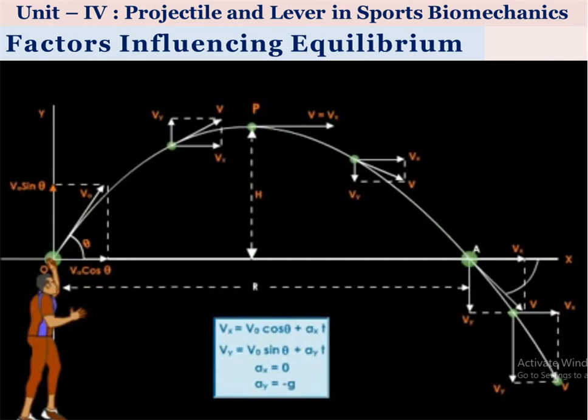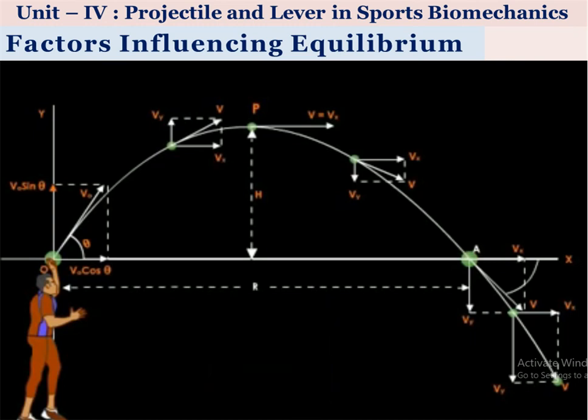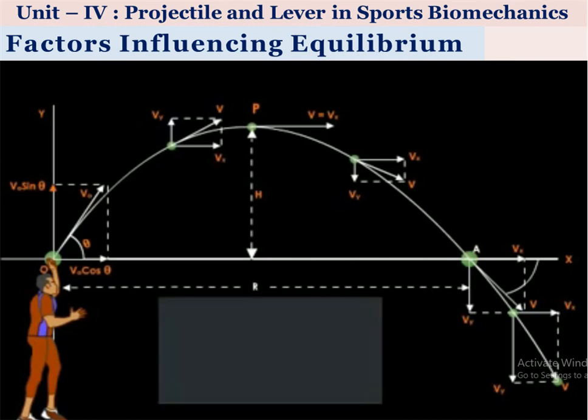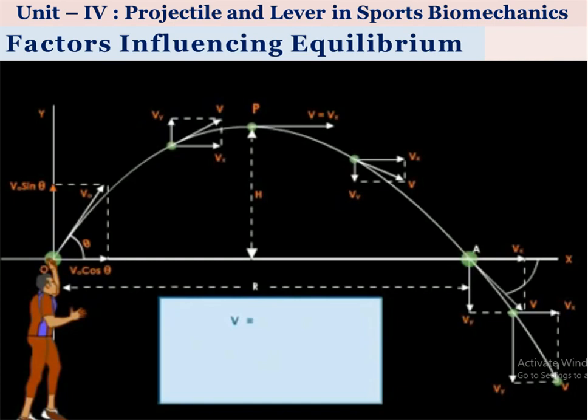Substituting the values of ax and ay in equations 1 and 2 respectively, we get, that is, the vertical component of velocity changes with time, and at the highest point, Vy becomes 0. Let us now find out the resultant velocity of the projectile at any instant. The resultant velocity V is equal to vector Vx plus vector Vy, by the parallelogram law of vectors.